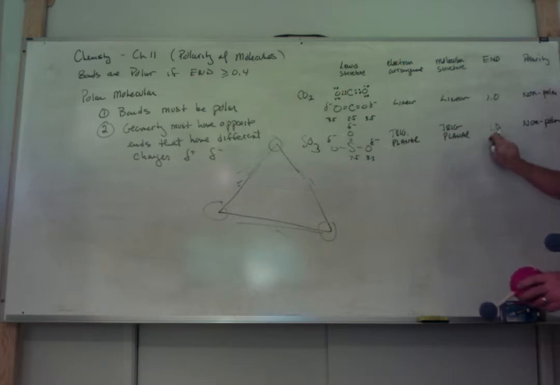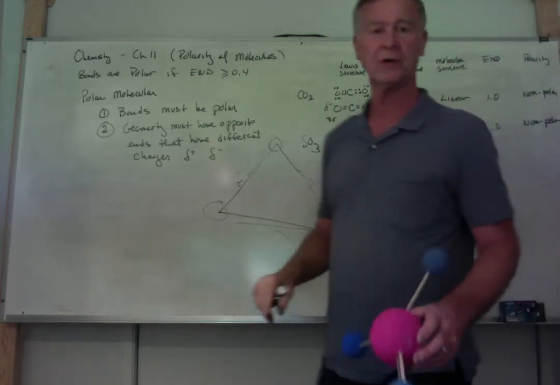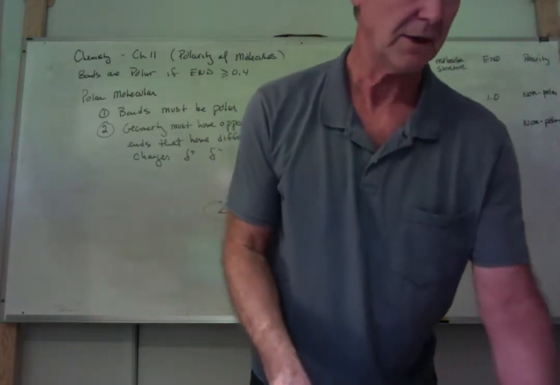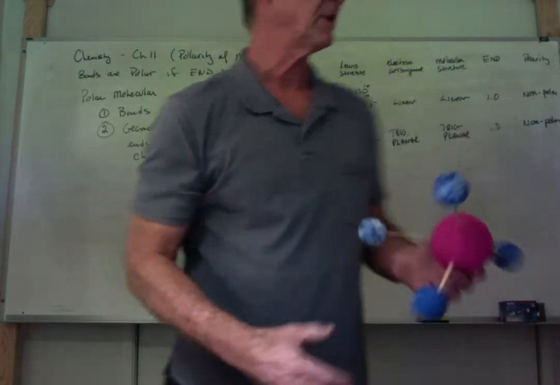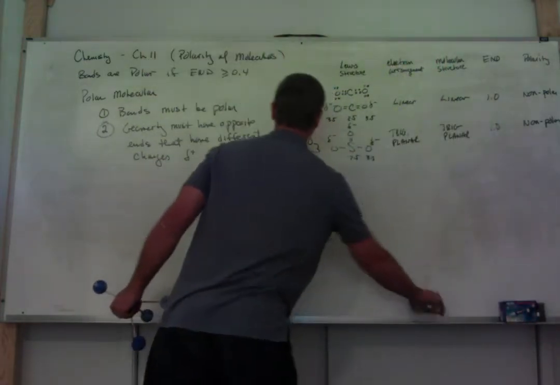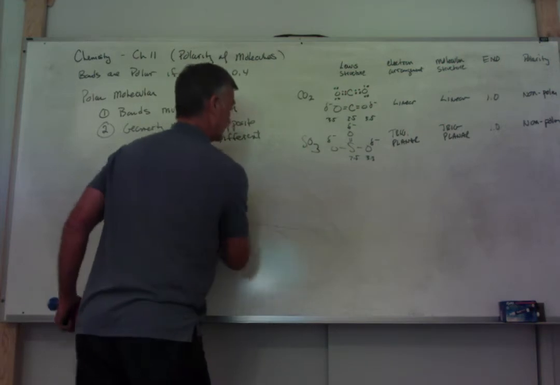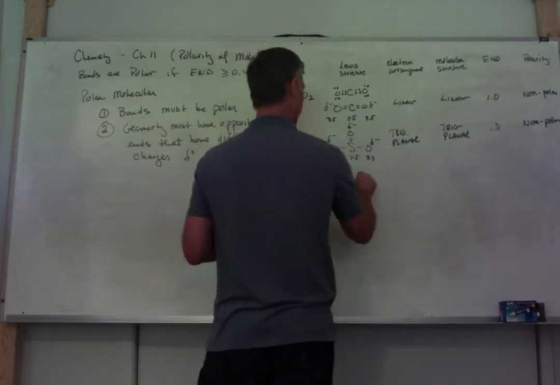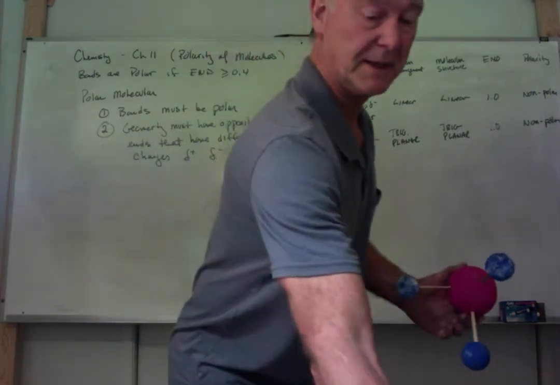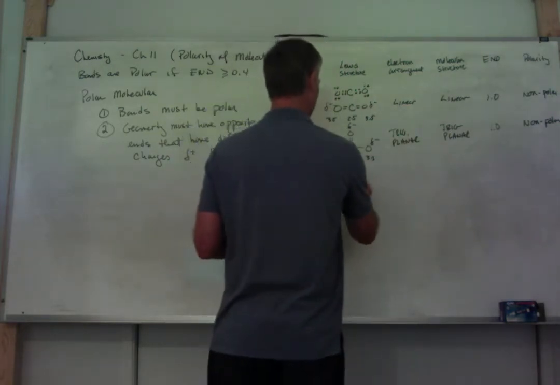Notice it's not enough to have polar bonds. We have to have a polar geometry. Right? So let me go on to another one. Let's say that we had CCl4.